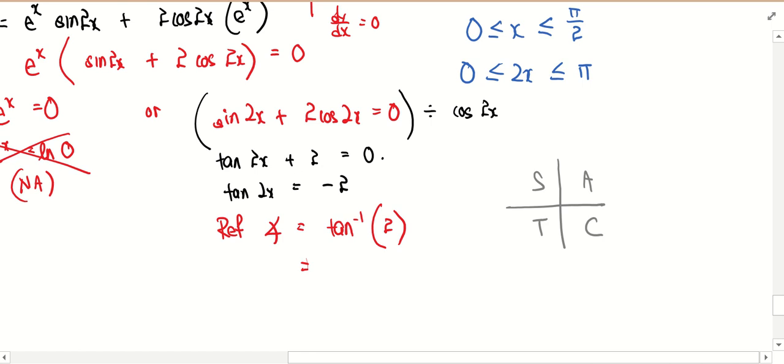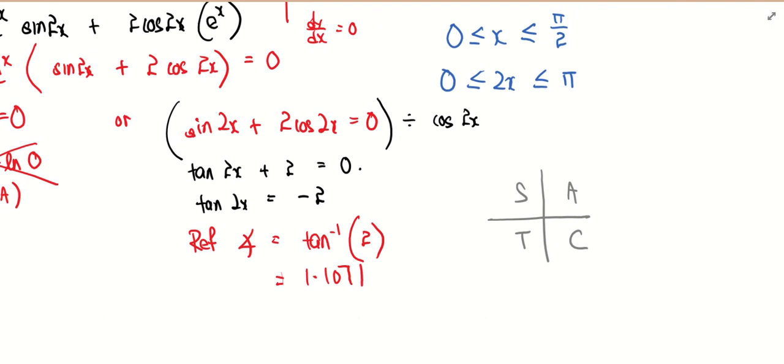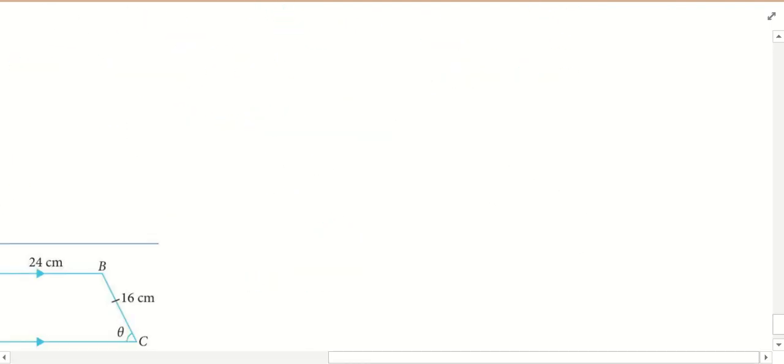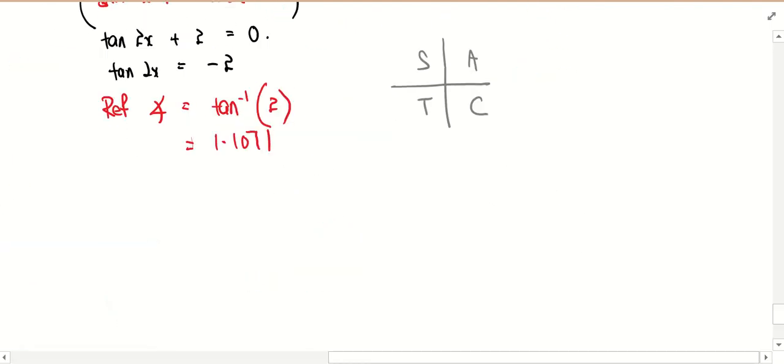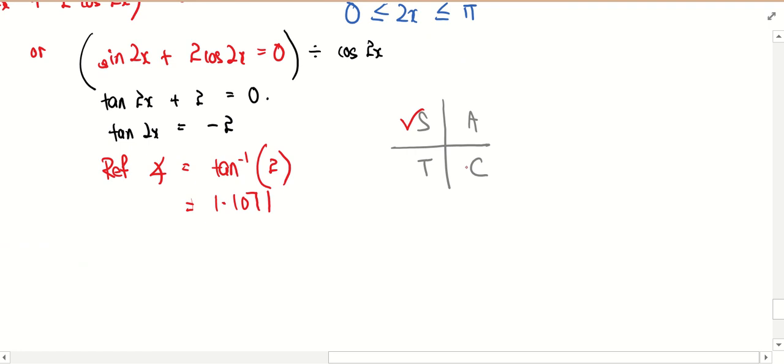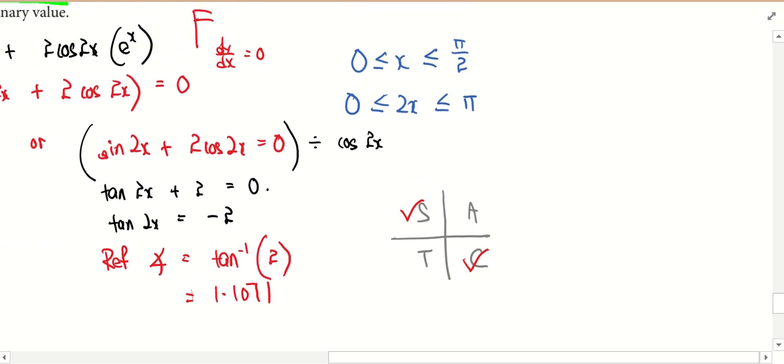Tangent inverse of 2. Let me write a few more decimals first. 1.1071. Okay. Do you think it should lie in the first quadrant? Why not? Because tangent is negative. If tangent is negative, which quadrant does it lie in? The second or the fourth one? But do we need to be bothered with the fourth one?